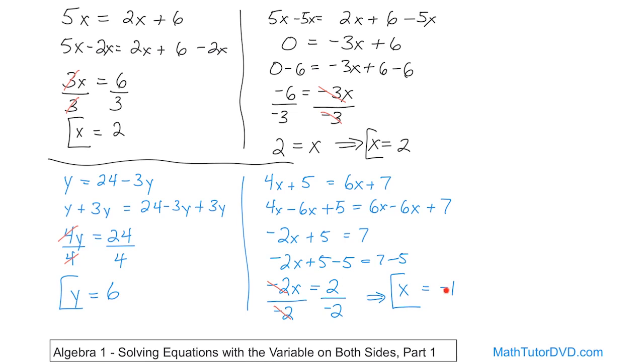And you can check it if you stick it in here. 4 times negative 1 is negative 4. Negative 4 plus 5 is positive 1. So this whole thing is going to give you a positive 1 on the left. Now if you put this here, this will be negative 6 plus 7, which is going to give you 1. So you have 1 on the left, 1 on the right, and that means that that's the correct solution.